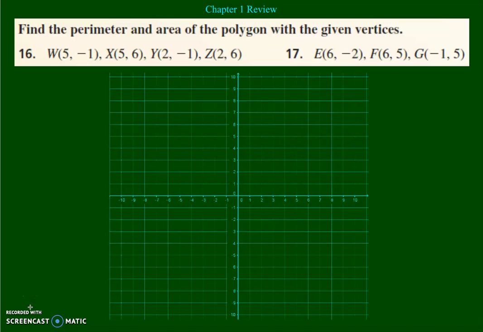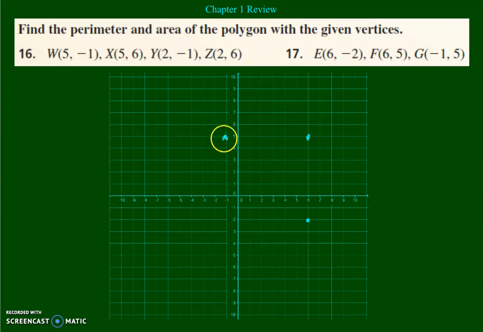This session is a continuation of the Chapter 1 review, starting with problem 17. Now in problem 17, we're doing another perimeter and area problem on a coordinate grid, and in this case we have a triangle. So let's go ahead and get started and plot these points. So we have point 6, -2, which is down here, and we have 6, 5, which is up here, and we have -1 and 5.